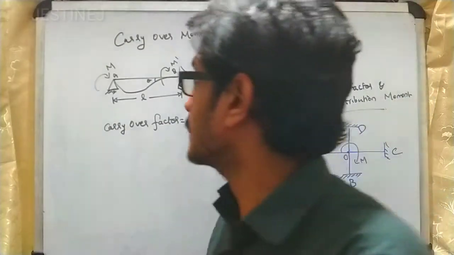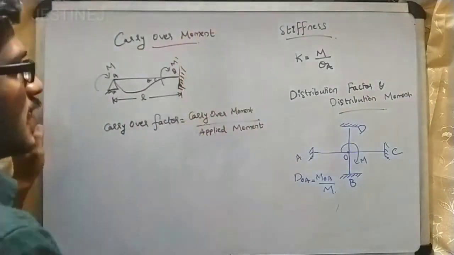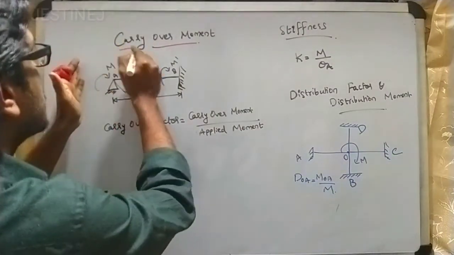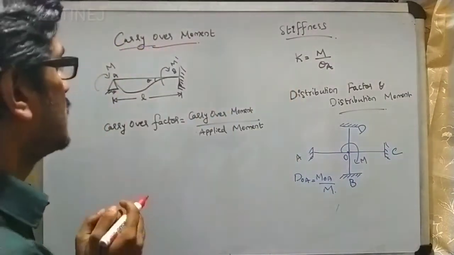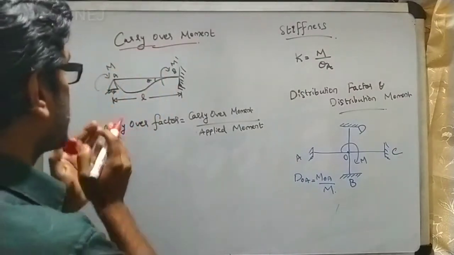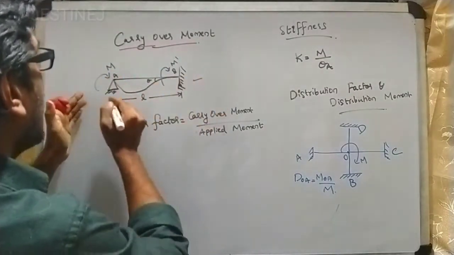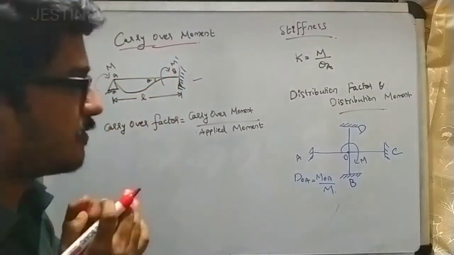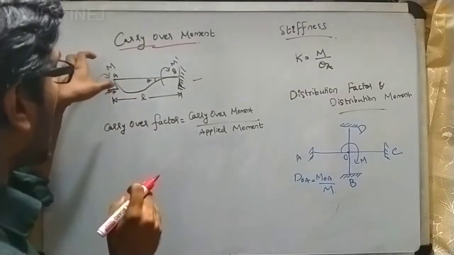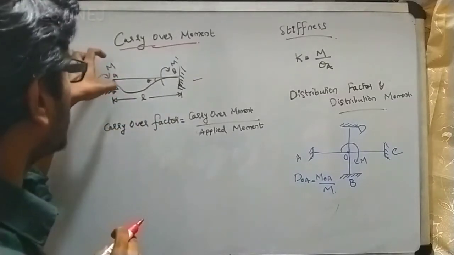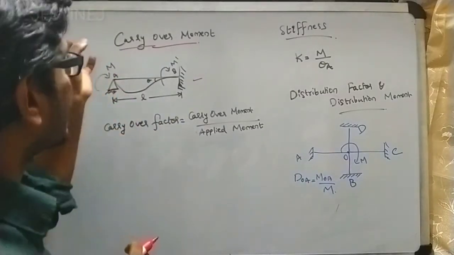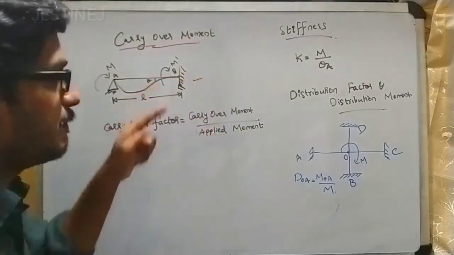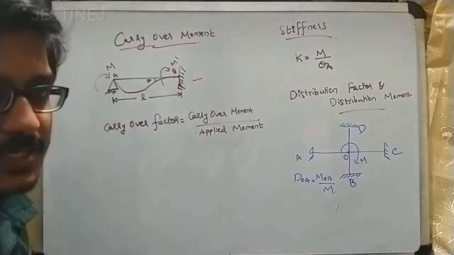So the first one is carryover moment. What do we mean by carryover moment? The term itself indicates it. I will explain with an example. Here a beam is given with one end hinged and the other end fixed. If you apply a moment of magnitude M, it is carried over to the other end, that is point B, with the magnitude M dash.